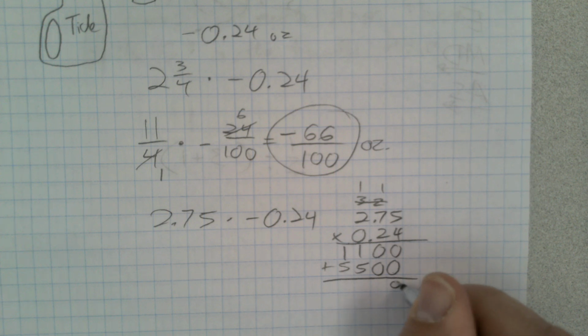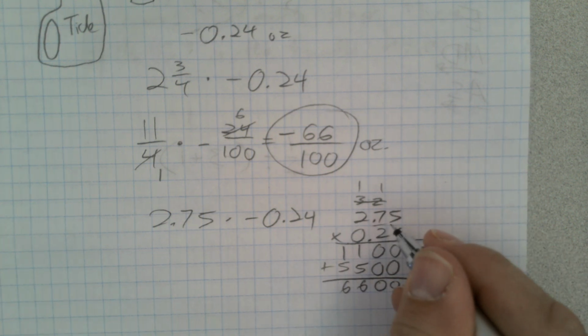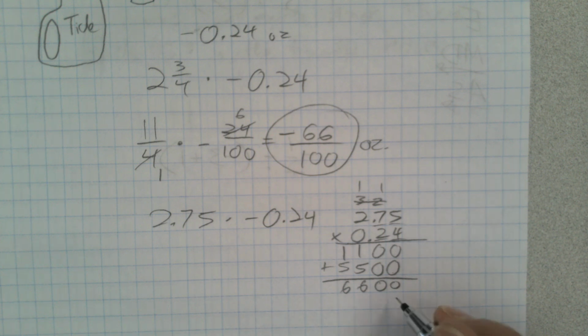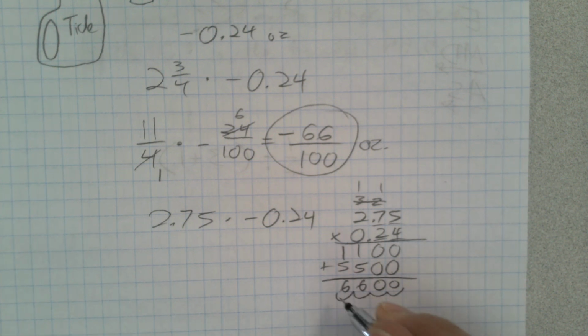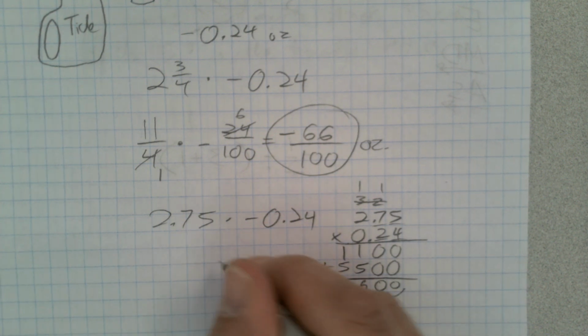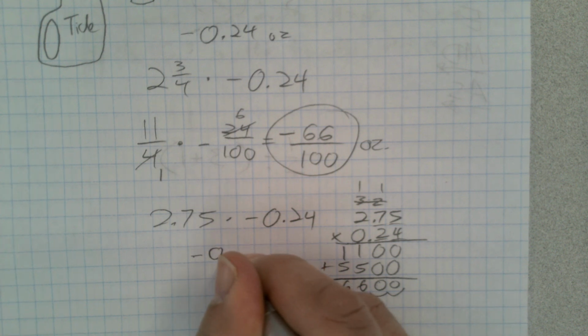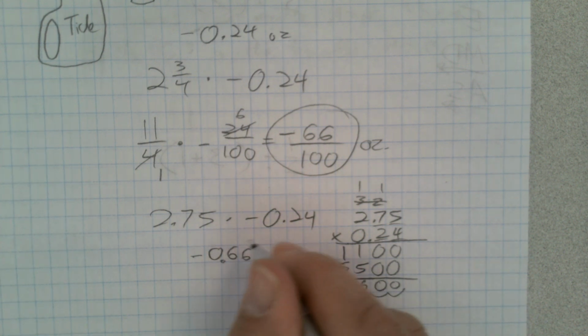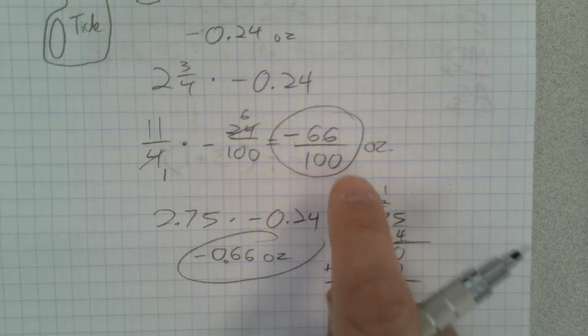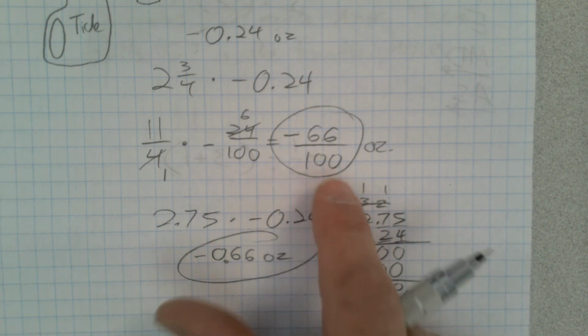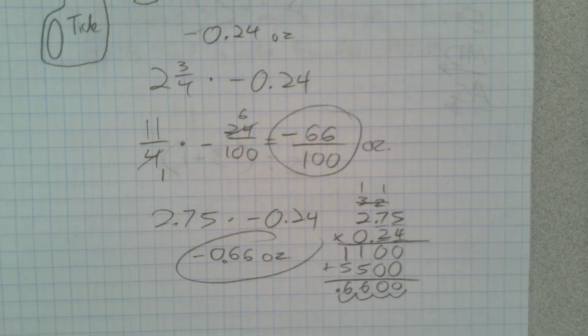Then we add, we get a 0, a 0, a 6, and a 6. And I have 1, 2, 3, 4 decimal places in my factors, so I need 1, 2, 3, 4 decimal places in my answer. So that would be negative 66/100ths ounces, which is the same as the fraction, except it's just a different format. Now in the problem, you're going to have to do that twice, and you're going to have to compare your results.